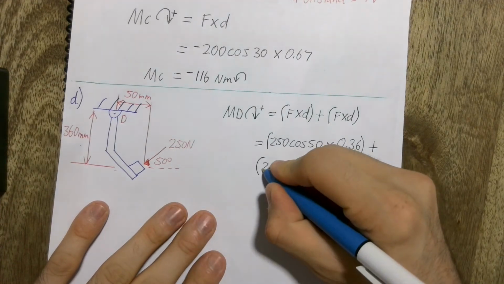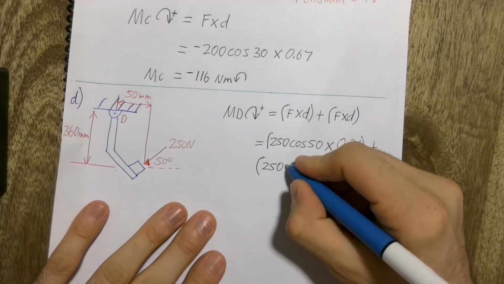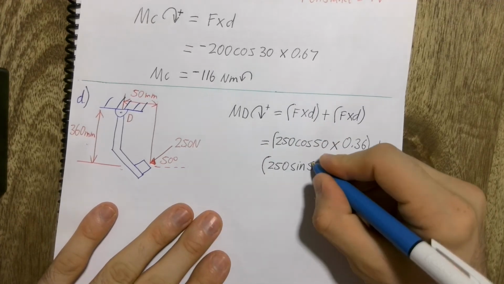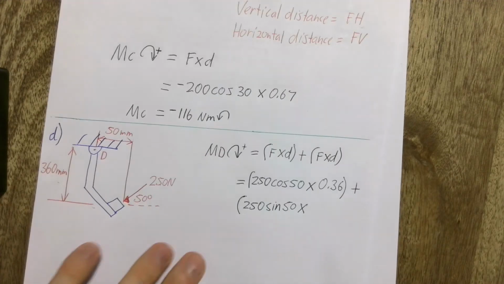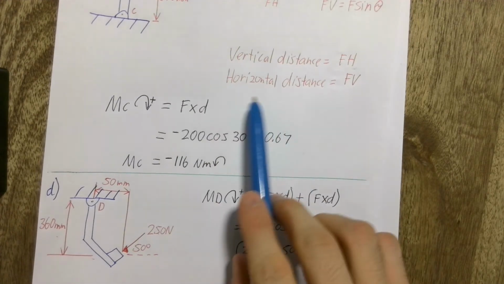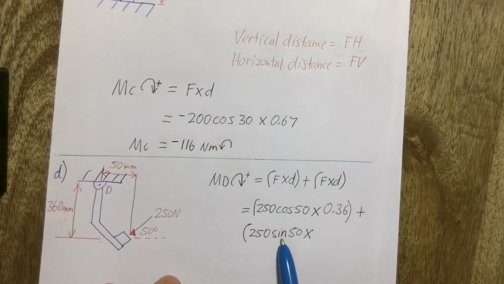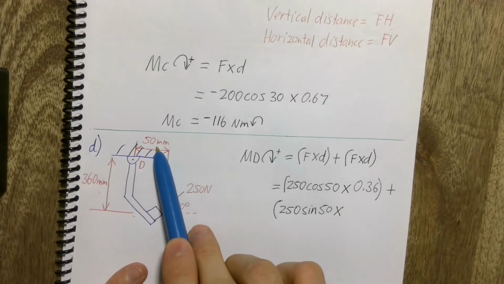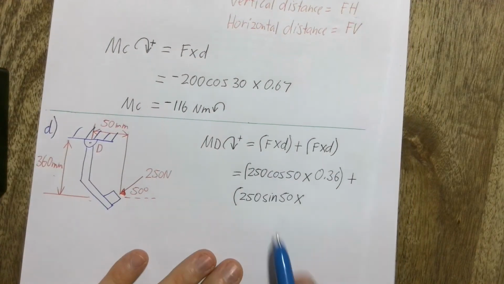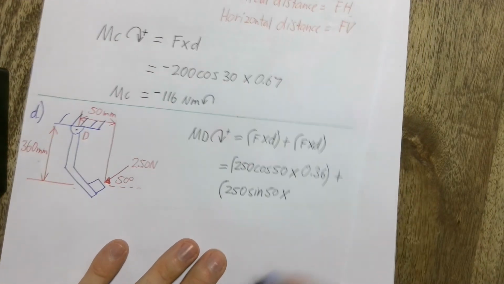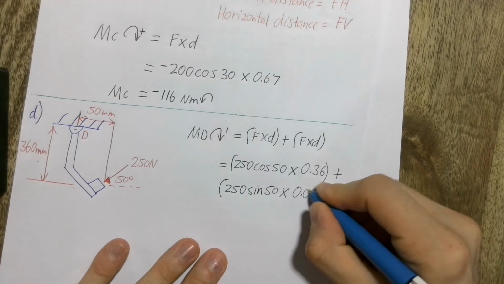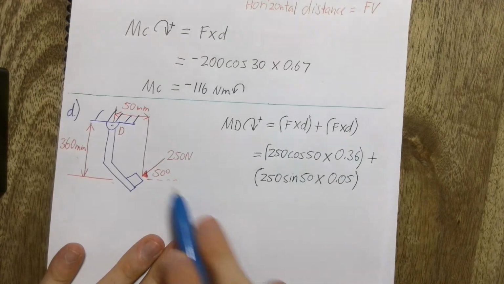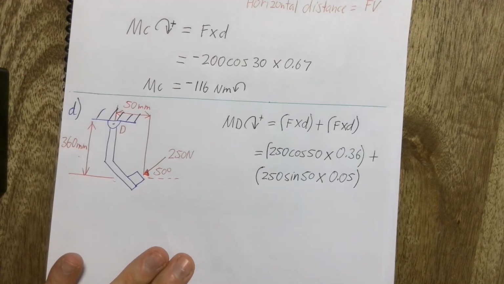Using that again, 250, this time sine, our angle is still 50, multiplied by, now we said before, okay, we're using, down here we're using a force vertical formula, so force vertical, horizontal distance, good, so that's the 50 mil. So that 50 millimeters needs to get converted to meters too, which is 0.05. Okay, so that there would be our formula to find the force on this.